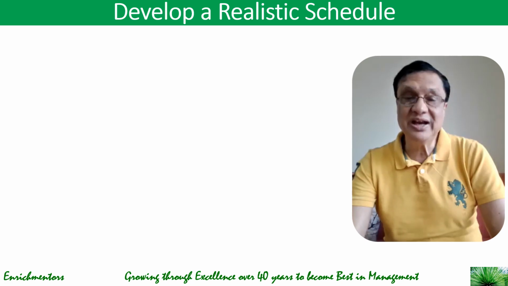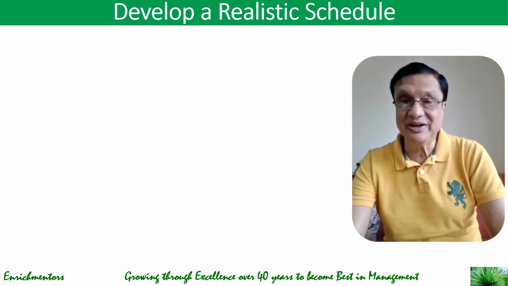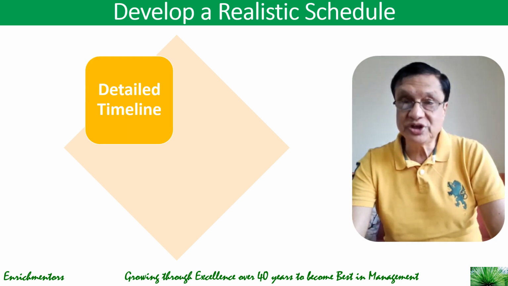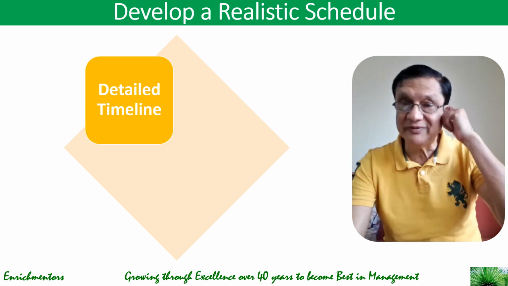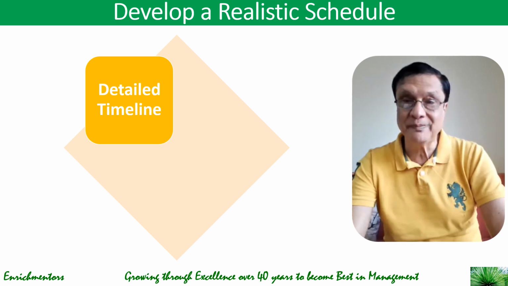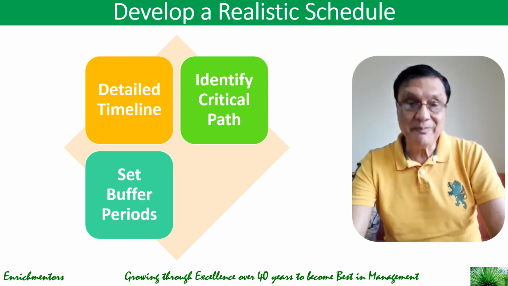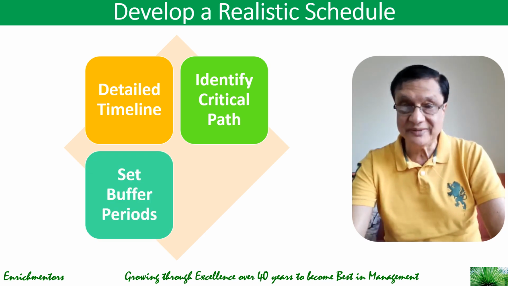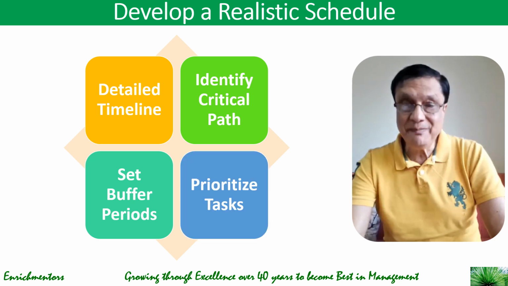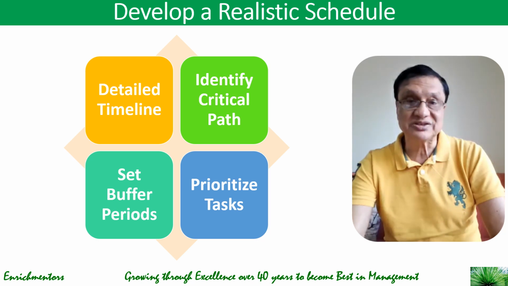The second thing is to develop a realistic schedule with a detailed timeline, where you can use scheduling tools like Microsoft Project, Primavera P6 or Smartsheet to create a comprehensive timeline. Identify critical paths: use the critical path method to highlight tasks that directly affect the project's duration. Set buffer periods: include contingency for high-risk tasks to absorb unexpected delays, and prioritize tasks. Focus on key activities on the critical path to project success.